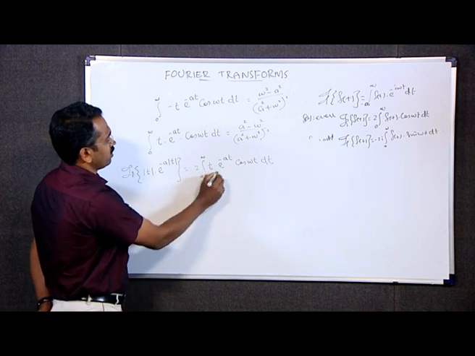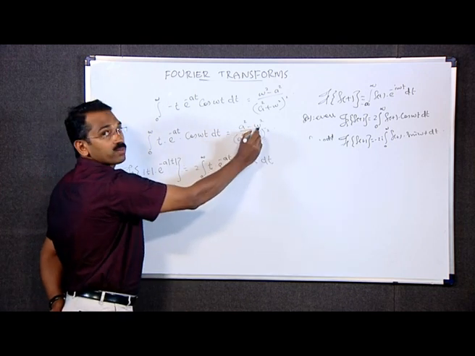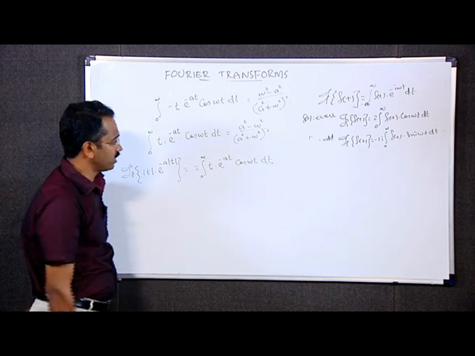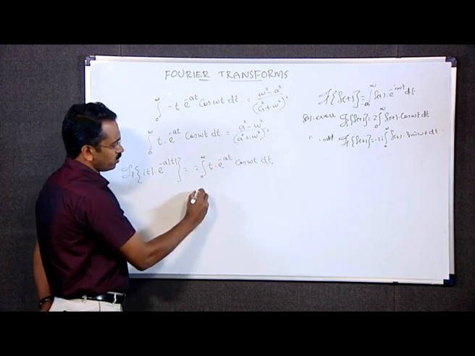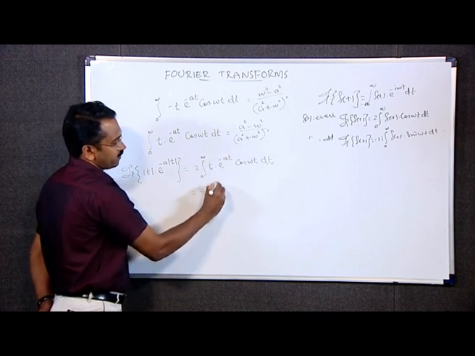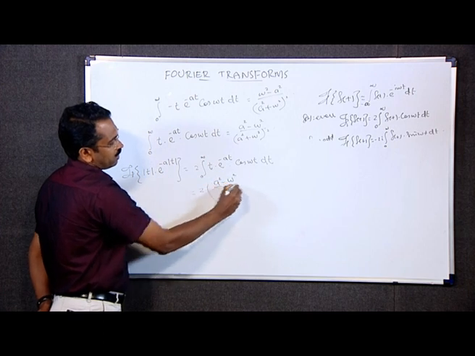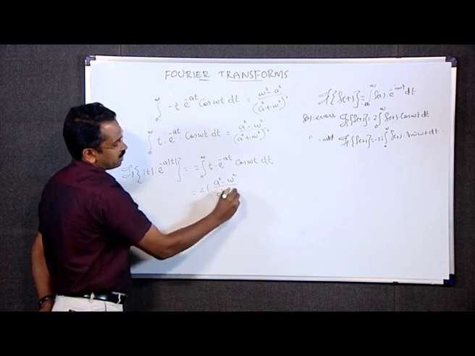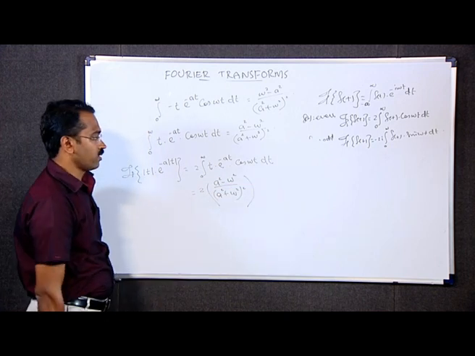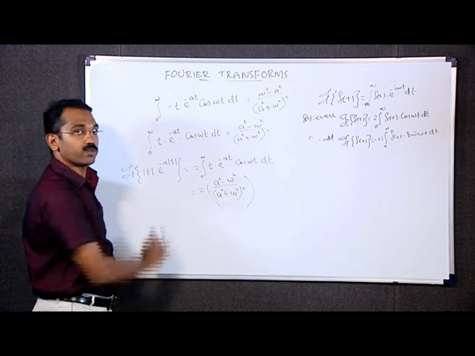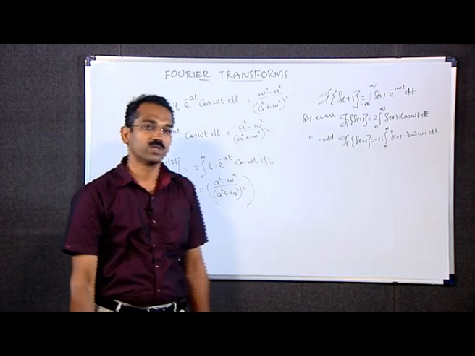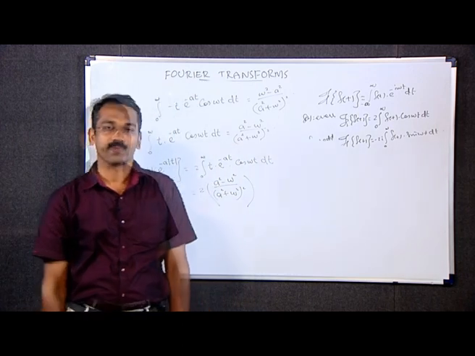The value of this integral is a square minus omega square divided by a square plus omega square the whole square. Therefore, this is equal to 2 into a square minus omega square divided by a square plus omega square the whole square, which is the required Fourier transform of the given function mod t into e raised to minus a mod t.